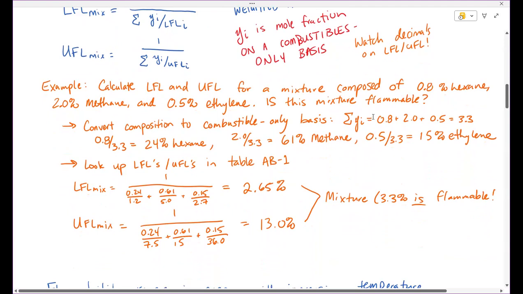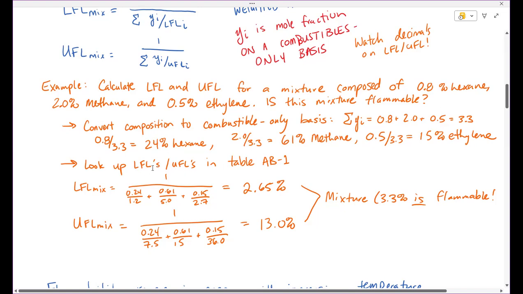What I'm doing here is I'm summing up the compositions. I'm summing up the percentages. So we have a total of 3.3% combustibles, and the other 96.7% would be just air. 0.8 divided by 3.3 is 24%. That becomes our Y for hexane, which we'll plug into the formula. 61% for methane, if you take 2 divided by 3.3, and 0.5 divided by 3.3 is 15%.